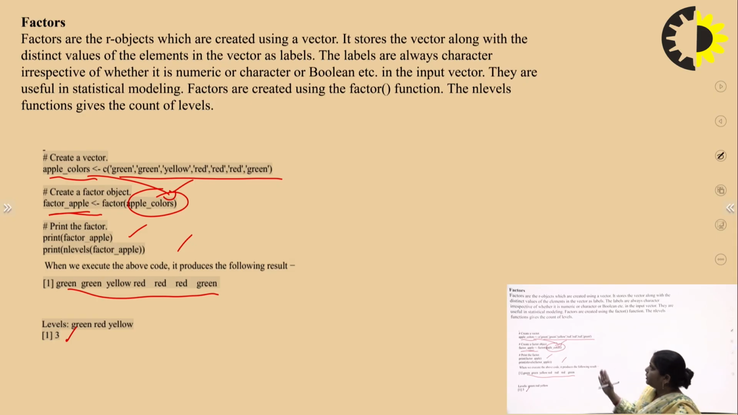So, this nlevels function is going to give the count of the levels. It is not the number of elements, because the number of elements inside this function is 7, but the number of levels of the data provided inside the c function is 3.